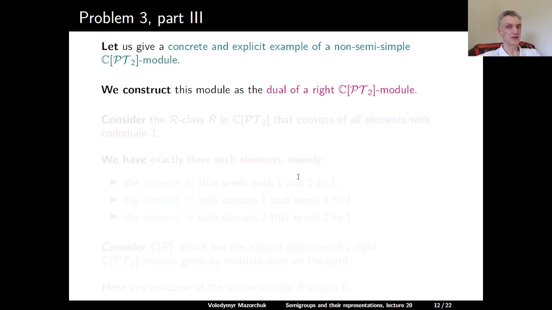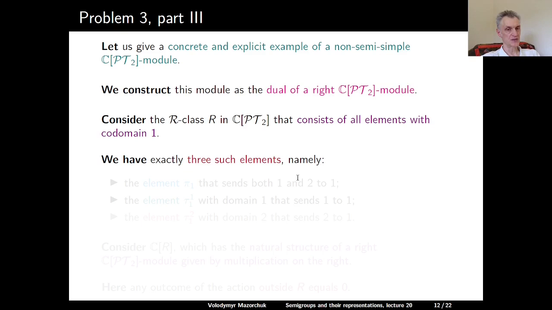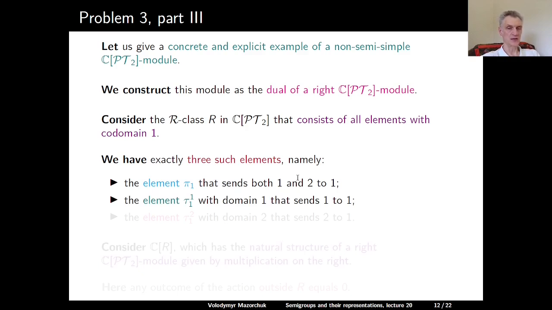So we construct this module as a dual of a right Pt2 module. Consider the right class in Pt2, denoted by R, which consists of all elements with codomain 1. So we have exactly 3 such elements. Namely, we have the element pi1, which sends both 1 and 2 to 1. We have the element tau1,1, it has domain 1 and sends this domain to 1. And we have the element tau2,1. It has domain 2 and sends this 2 to 1.